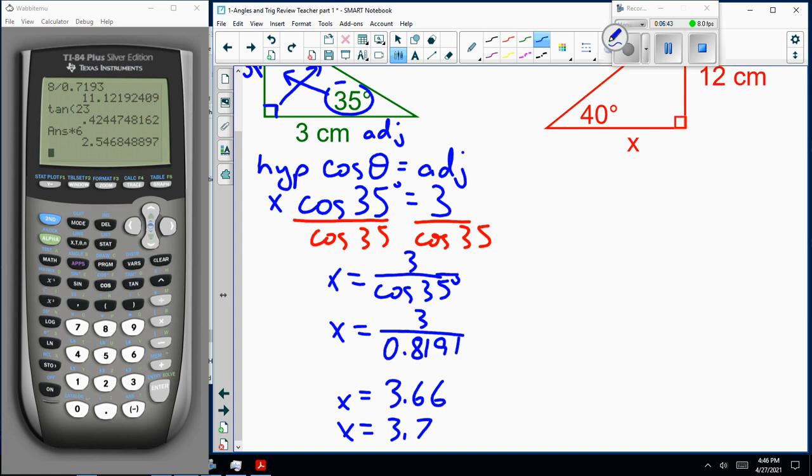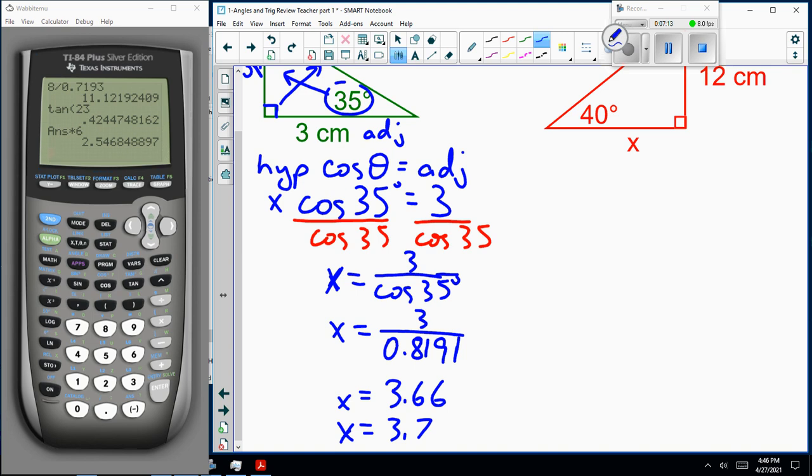So, when I get x all by itself, I divide both sides by cos of 35. I get x is 3 divided by cos of 35. Once again, cos of 35 is some number. Mr. Calculator says it's 0.8191. So x is 3 divided by 0.8191. And that becomes 3.66, which rounds to 3.7. Alright? So far so goodish? Well, I hope so.